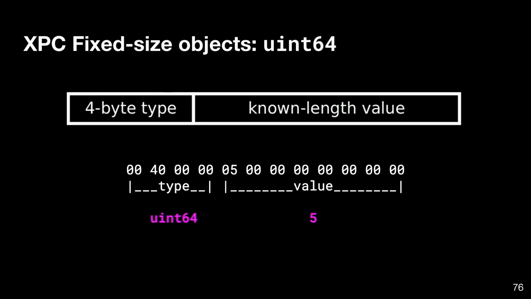Now, for these next 3 slides, we're going to cover 3 different general categories of how these XPC objects are constructed. The first of these categories is fixed size objects, such as booleans, integers, etc. In this case, as a fixed size object, a uint64 has a known length of 8 bytes. And so this is relatively simple. We have our 4-byte type field followed by our 8-byte known length value field.